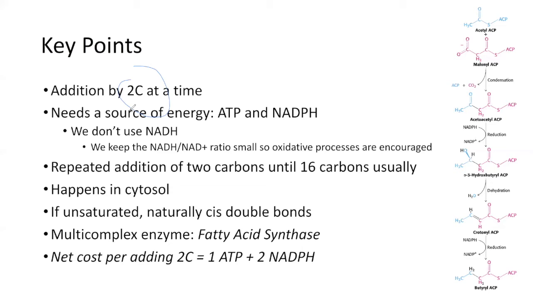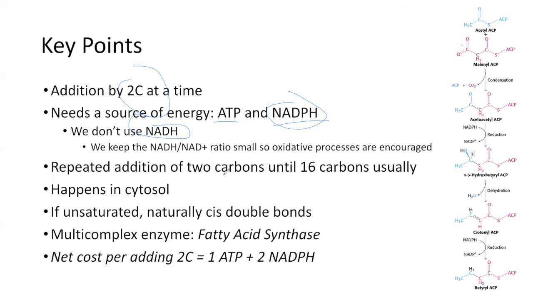The other thing is that in oxidation, we harvest energy, and so in synthesis, we have to spend energy. In this case, the source of energy we use to make fatty acids is ATP and NADPH. Keep in mind, we don't use NADH. The cell uses these 2 differently. NADH is used to harvest energy, so the NAD is used to pick up electrons, whereas the NADPH is used to reduce.